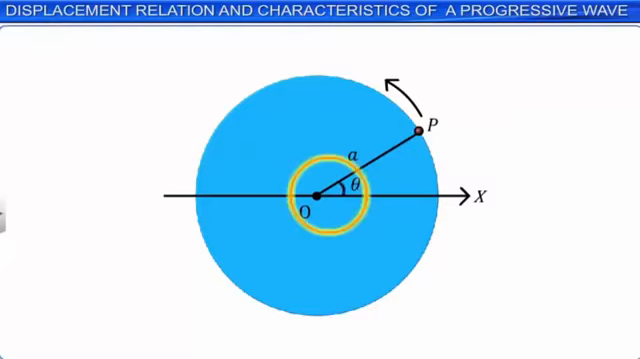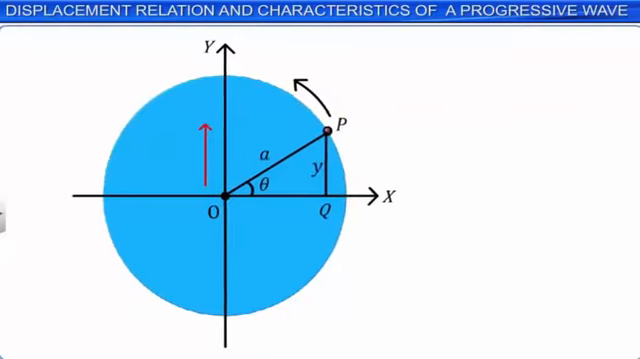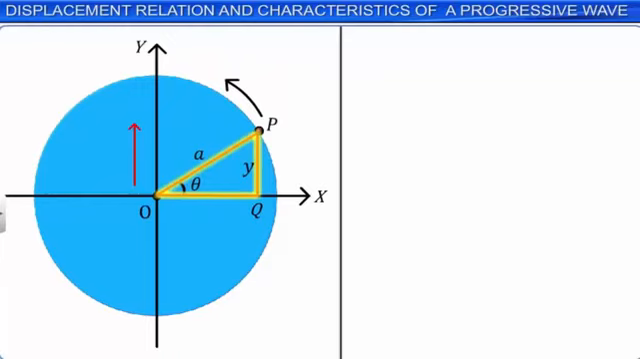In the triangle POQ, sine theta is equal to y by a. By cross multiplying, we get y is equal to a sine theta. The particles in the medium vibrate with a simple harmonic motion to propagate the wave.